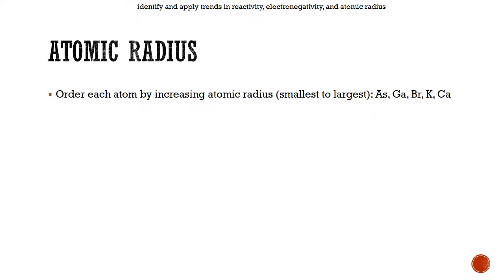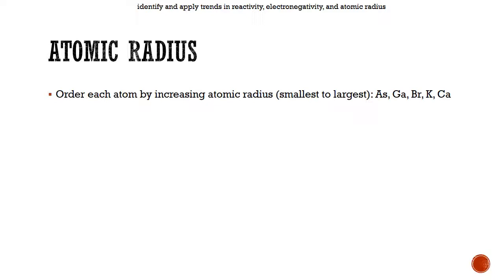So what we want to do then, knowing these trends of what happens to the radius, is look at a series of elements and order them. In this case, our question tells us to order each atom by increasing atomic radius, so smallest to largest. We're given these particular elements: arsenic, gallium, bromine, potassium, calcium. So find those on your periodic table.